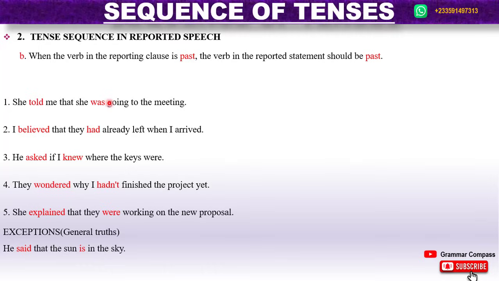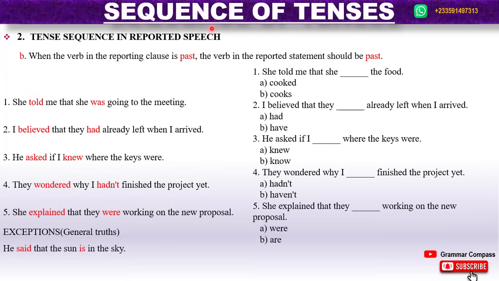The only time you will use a present form in the reported statement when you have the past form in the reporting clause is when you are talking about general truths, something that remains unchanged. For example, he said that the sun is in the sky. This is a universal truth and it will remain unchanged. That is the only exception. Aside from this, whenever we use the past form in the reporting clause, we should use the past form in the reported statement. Try your hands on these questions. The answers will be given in the comment section.